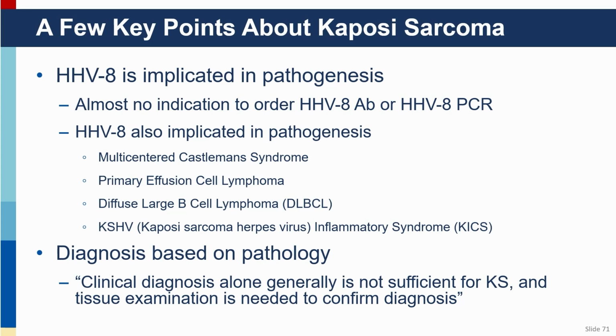Other comments? So let me just say a couple things about HHV-8. And I'm trying to think if the panel will disagree with me. But I think unless you're dealing with Castleman disease or primary effusion cell lymphoma, there's almost never a reason to get an HHV-8 PCR or antibody. It's not going to help you. And it doesn't help you with this diagnosis because almost everybody with HIV-related KS will be HHV-8 positive. And the height of the titer really doesn't help you.